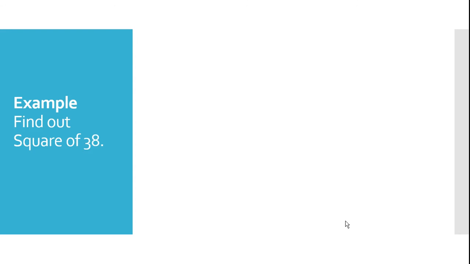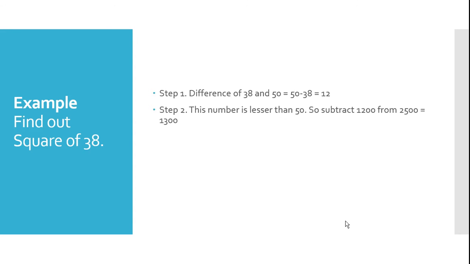Okay, let me try with another number which is smaller than 50. This time I am taking 38. Now the difference of 50 and 38 is 12. So we will subtract 1200 from 2500, which is 1300.